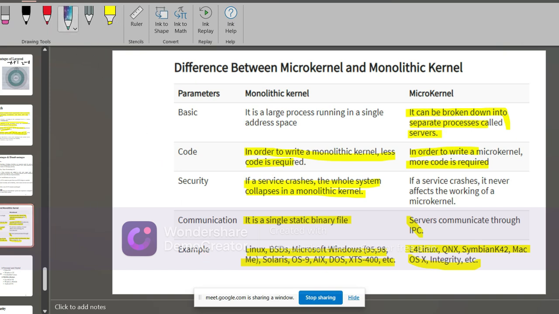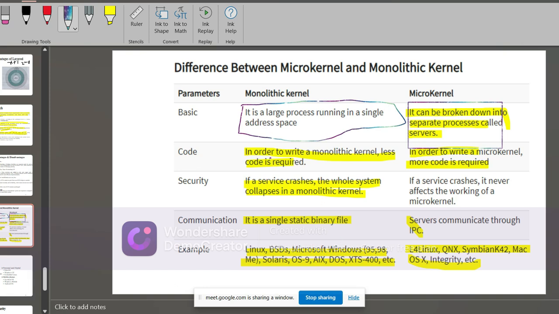Now see the difference between microkernel and monolithic OS. Monolithic kernel is a large process running in a single address space. But microkernel is divided into separate processes called servers, because a few parts are available in kernel mode and a few parts, like IO management and file management, are available in user mode. So it is a process where it separates into servers.